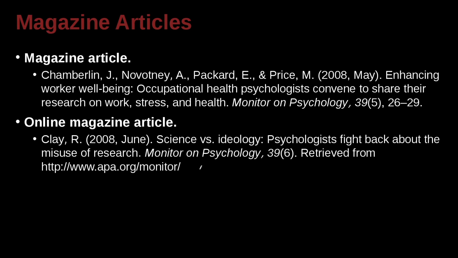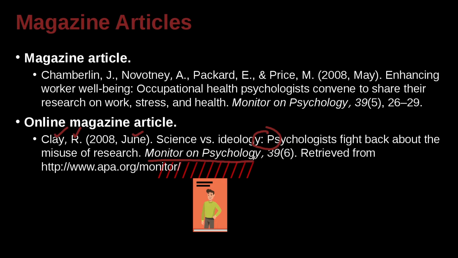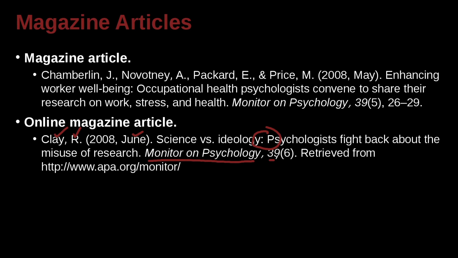Here's an online magazine that you don't get in print. So here we have the author's name, the first name initial. We have the year and the month because it's a monthly magazine. Here is the name of the article, Science versus Ideology, and then here we have a colon and a capital after that. Psychologists fight back about the misuse of research. Here is the magazine's name, and that's italicized, comma, and then 39 is italicized. 6 is not italicized, period.